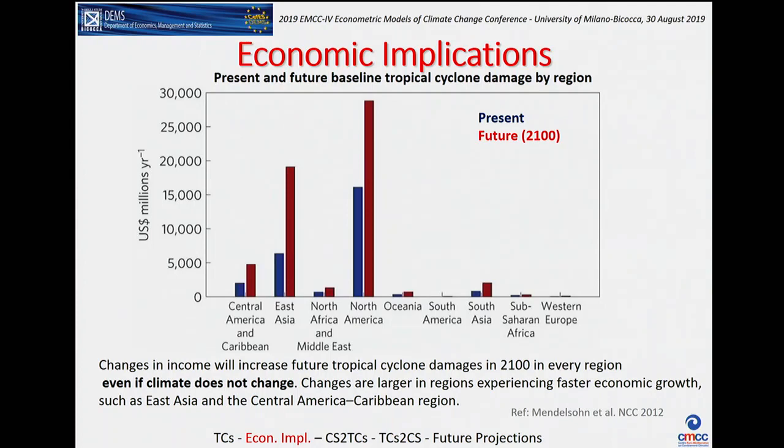An interesting study that has been done a few years ago showed how, for the different regions, here you can see Central America, Eastern Asia, North Africa, so this is Mozambique or something like that, Northern America and other regions of the globe. You can see in blue the cost in US dollars, millions in this case, sorry, per year. The blue represents the present cost. The red represents the future cost for the end of the century, but without the climate change signal associated.